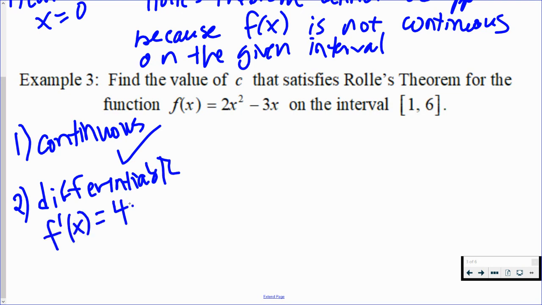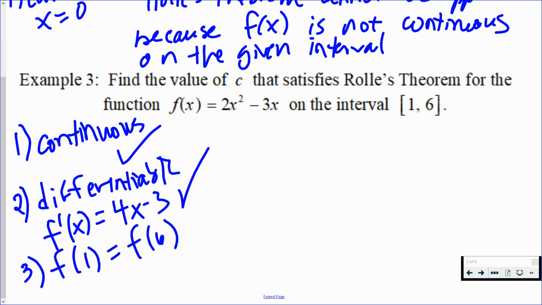Derivative would be 4x minus 3. Okay, that's just a linear function. That's always continuous. Okay, so the last thing that we need to check is f of 1 equal to f of 6. This one isn't as easy to see as our first example. So let's take a look.